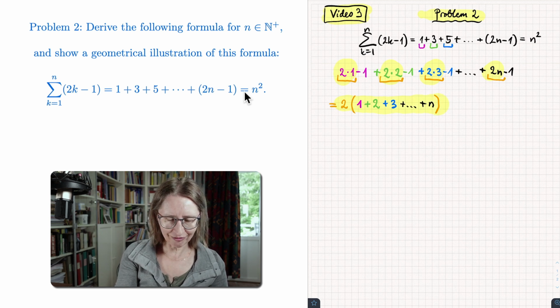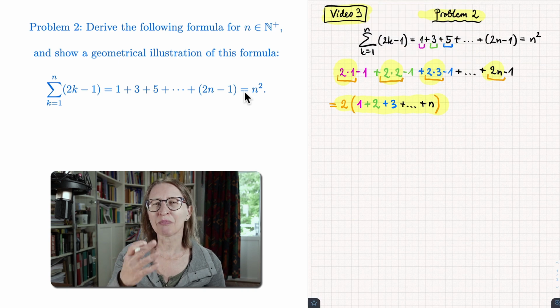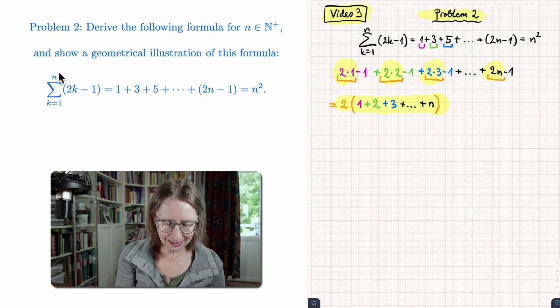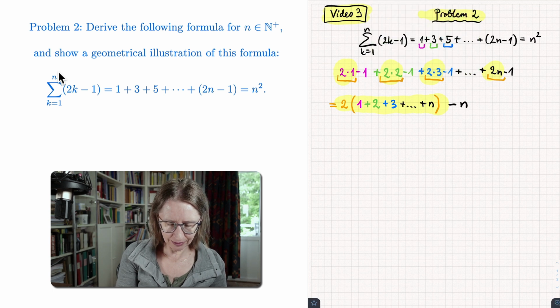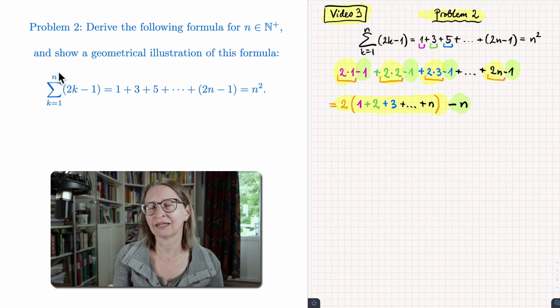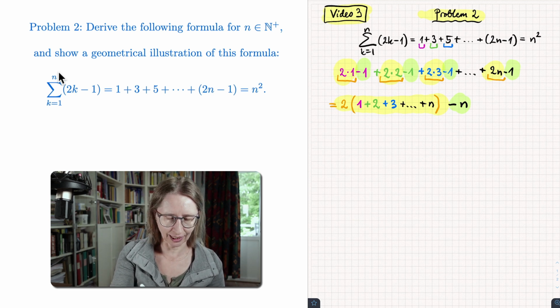And what I have left here is minus 1, minus 1, and so on and so on. And how many times do I have this minus 1? Well, as many times as I have terms, and I have exactly n terms. So I simply have to write here minus n, and this minus n comes from minus 1, minus 1, minus 1, n times. So I subtract 1 n times, and this means that I actually subtract n.